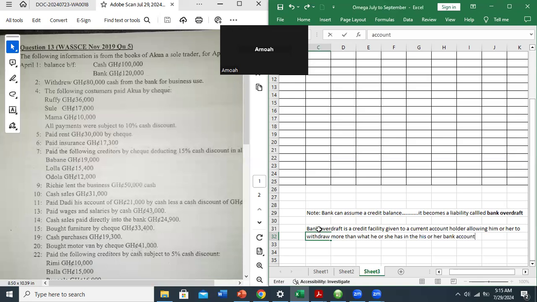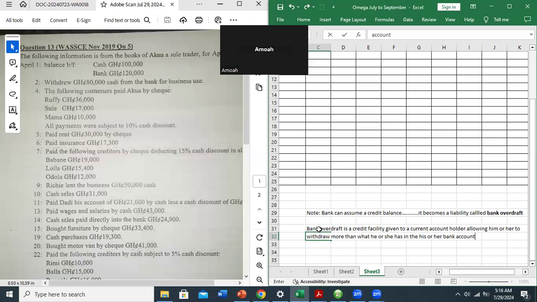So for the current account, if you hold this account, you can do deposits anytime, you can do withdrawal as many as you can. Unlike savings account, there are sometimes restrictions if you want to withdraw a certain amount. You even have to give notice to the bank before you can withdraw a certain amount. But for current account, you can withdraw in a day, you can withdraw a million times, nobody cares. So normally they are given this kind of facility where they allow them to withdraw more than what they have in their bank account. The rationale is that this is an account that is very active.